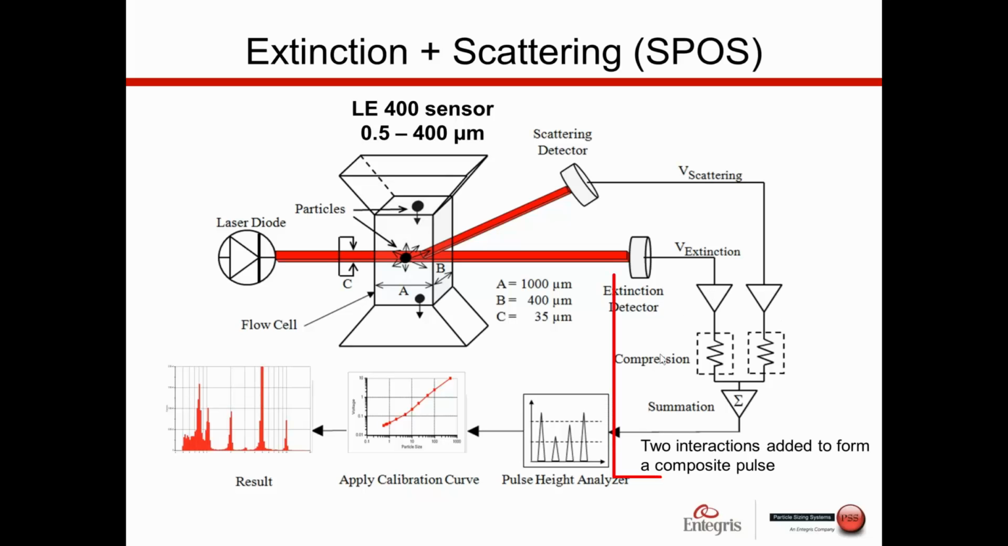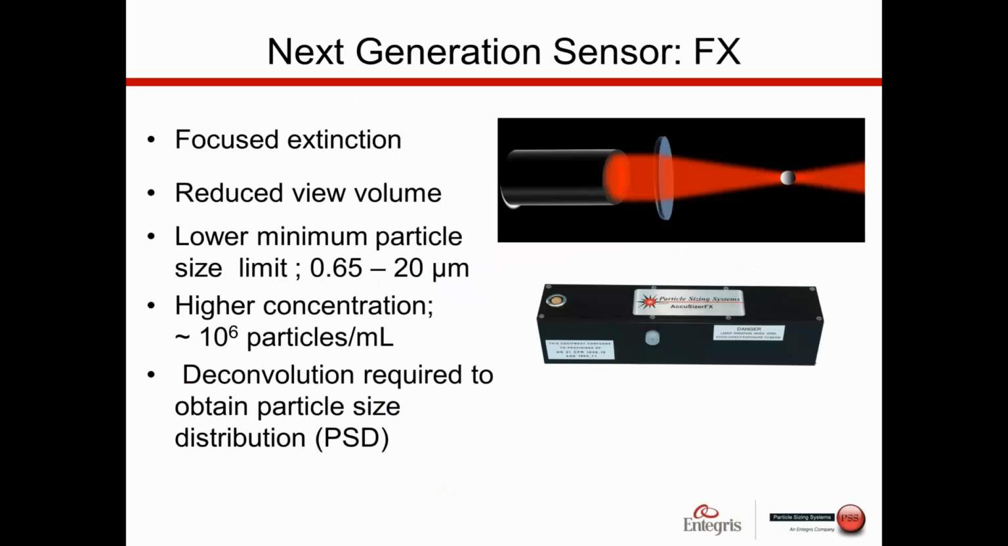We take these two pulses, sum them together, feed them through a pulse height analyzer, which we also call the counter, and then through the use of a calibration curve, we can look at the results you see here, which is a very high resolution technique. So one at a time we look at these particles, and that's sometimes why we need to talk about dilution, because we cannot have two particles present in the laser beam at the same time. That leads to something called a coincidence error.